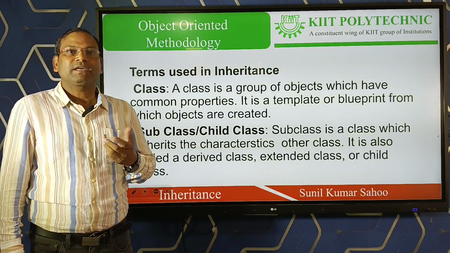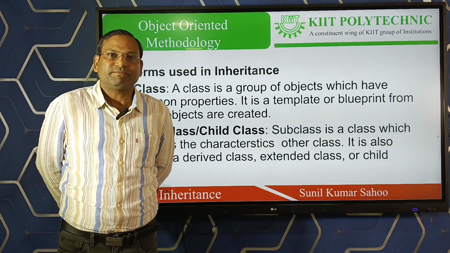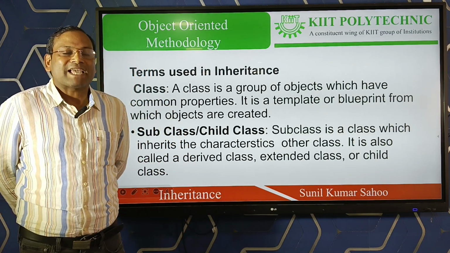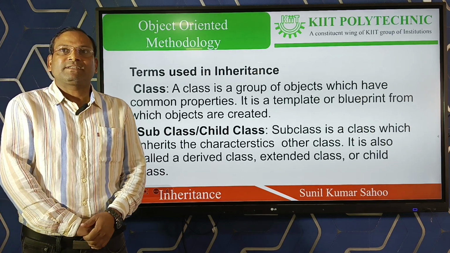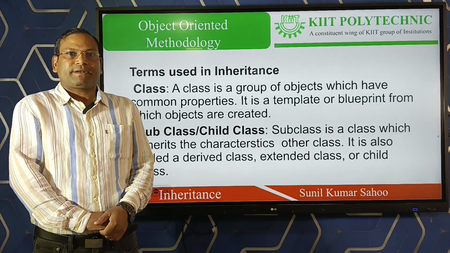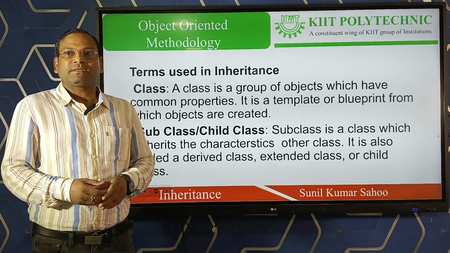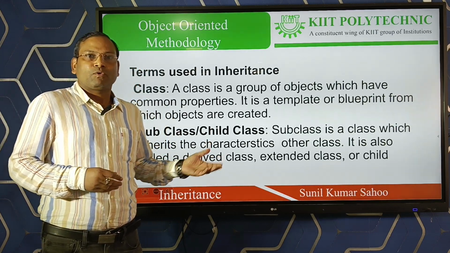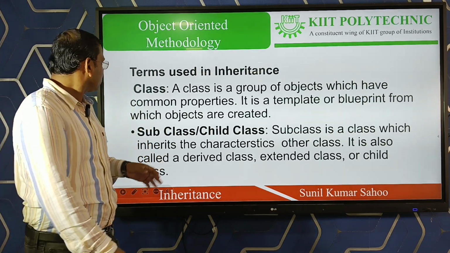First one is class. Class means collection of objects. It is a blueprint through which objects can be created. Without any class, objects cannot be created. So class is very important in inheritance. If there is no class, then inheritance is not possible.